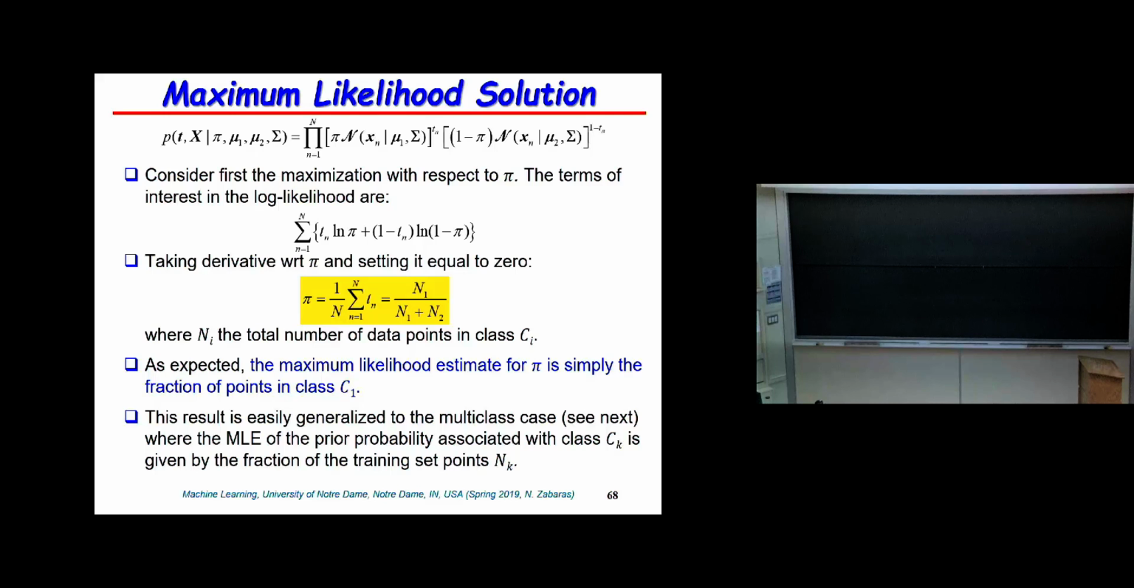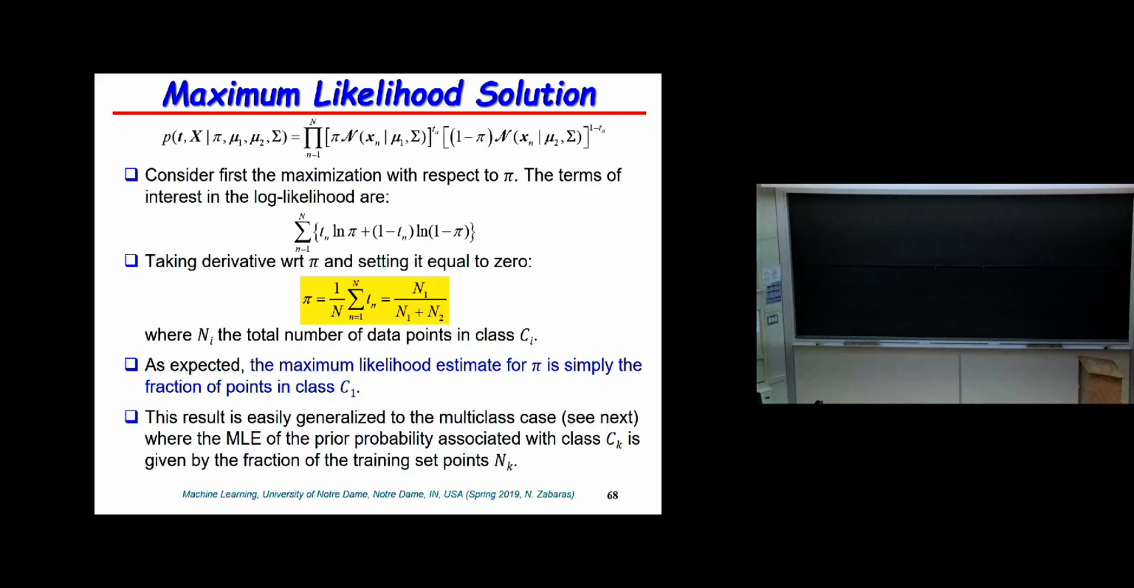So let's compute pi first. We have pi to this power here and 1 minus pi to that power. If you take logs, you get something like this. And if you take the derivative with respect to pi and set it equal to 0, after some calculations you get that pi is the summation of tn divided by N. And if you remember, the labels are either 1 or 0.